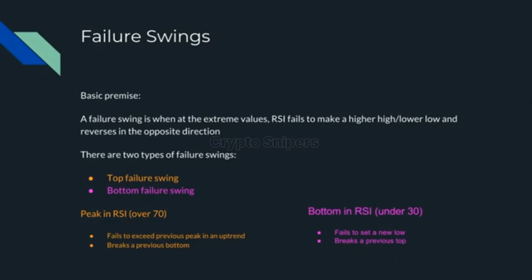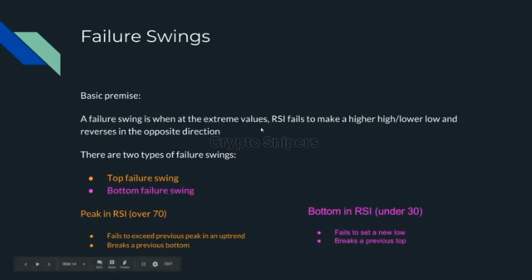So the last and final RSI tool I'll be covering are failure swings. I think this is one of the more complex ones, but I think it's fascinating once you get a good look at what one looks like. So the basic premise of a failure swing is that at extreme values, which we know is 70 and above or 30 and below, the RSI fails to make a higher high or lower low and reverses in the opposite direction. Now, reading this will just give you a headache, but the examples make a lot of sense. So there are two types, a top failure swing and a bottom failure swing. So let's look at them.